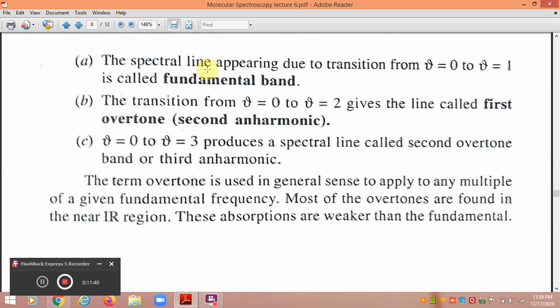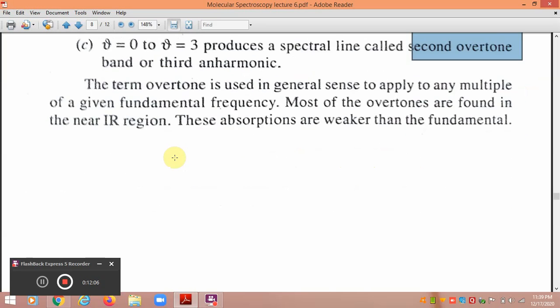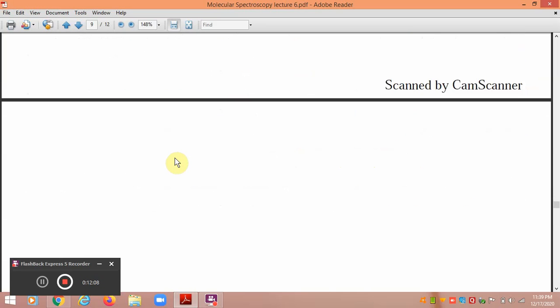The spectral line appearing due to the transition from V equal to 0 to 1 is called the fundamental band, or first harmonic. The transition from V equal to 0 to 2 gives the line called the first overtone or second harmonic, and the transition from V equal to 0 to 3 produces a spectral line called the second overtone or third harmonic. In this way, we are getting different harmonics.